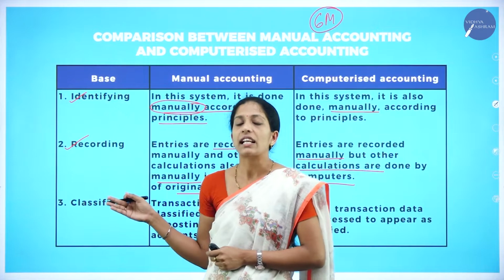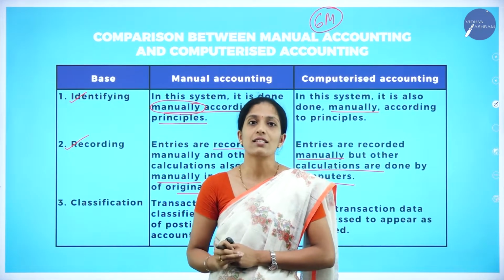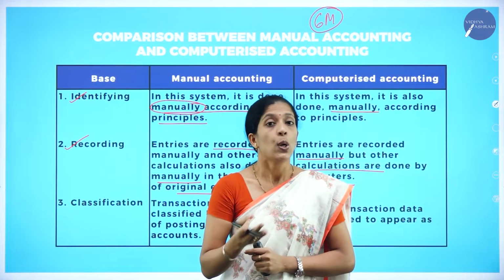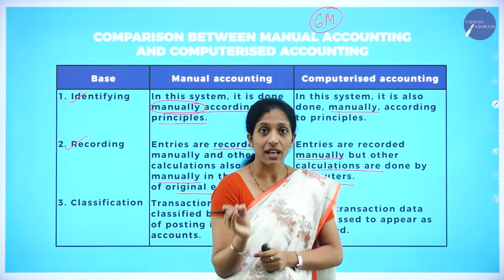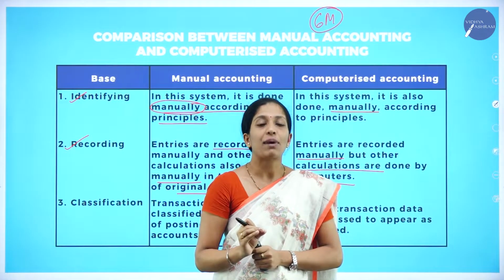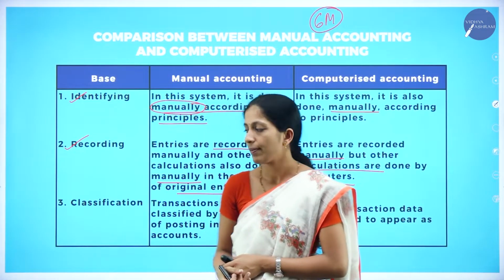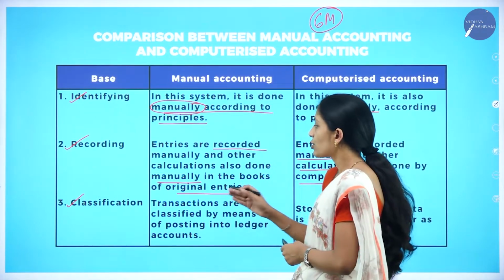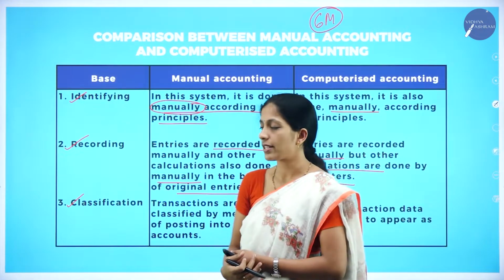Under manual accounting system, identification is done manually, recording is done manually as well as calculation is also done manually. Whereas under computerized accounting system, identifying is done manually, recording is done manually but calculation is done by using the computers. Next, third difference, classification. So, let us see how the transactions will be classified under both the systems.